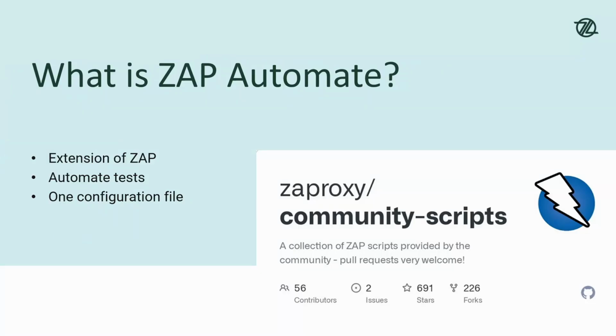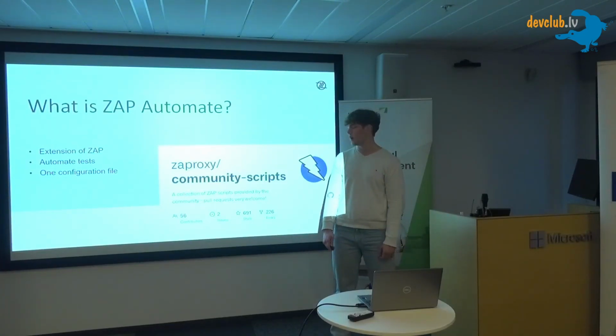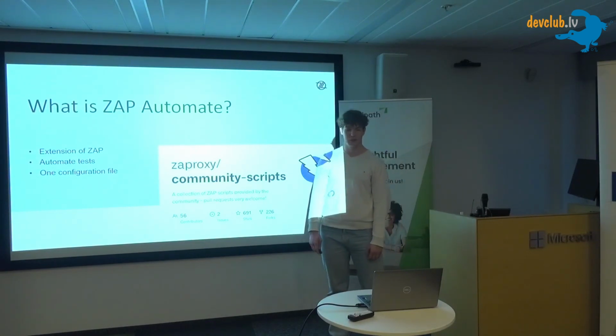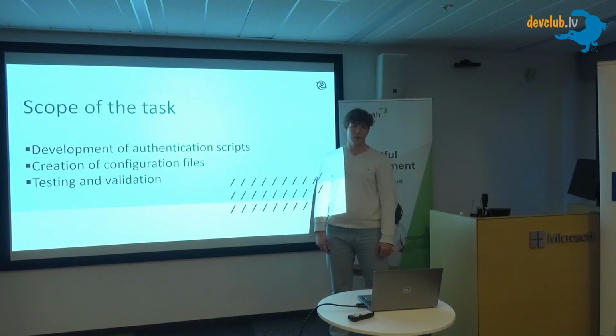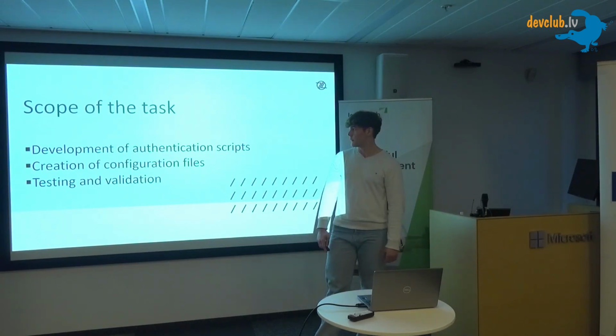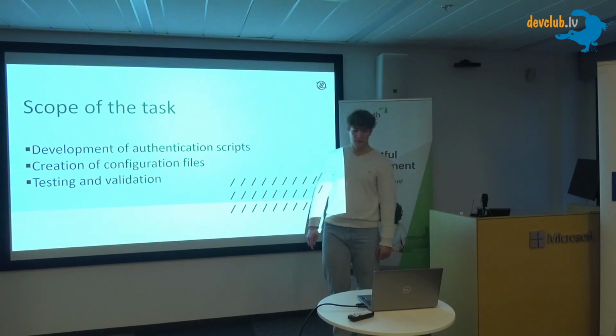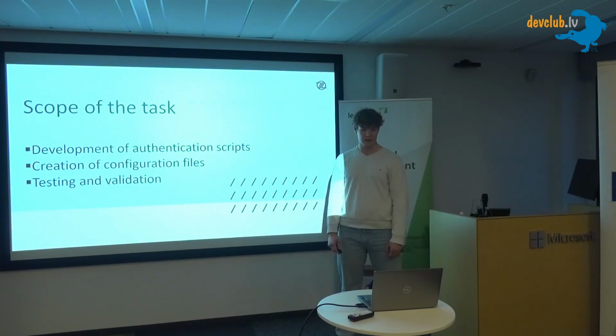And what is ZAP Automate? Well, it's an extension of ZAP, designed to streamline and automate web application security. Three bullet points. It's an extension of ZAP. It automates tests, and there is just one configuration file you have to configure to start all of those tests. And for the scope of our project, what we did at ZAP, it involved implementing automated scanning for a web application for a state institution. And that involved developing authentication scripts, configuration files, testing and validation.